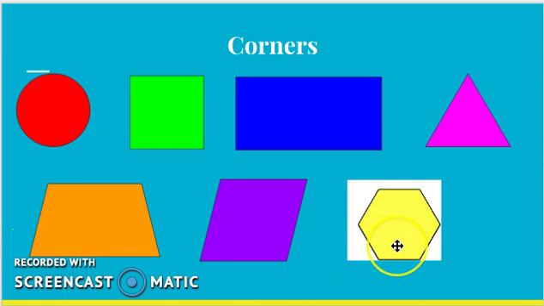Think about the hexagon. How many corners does a hexagon have? If you counted 6, you are correct. 1, 2, 3, 4, 5, 6. Now let's look at the circle. Does a circle have any corners? A circle does not have any corners. There's not any sides that come together.